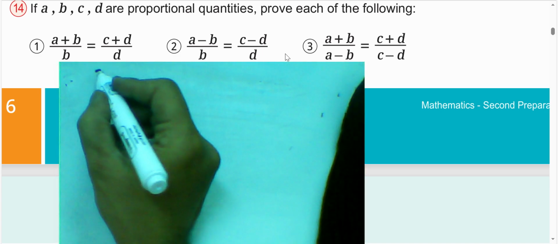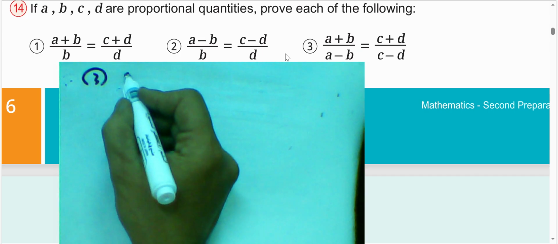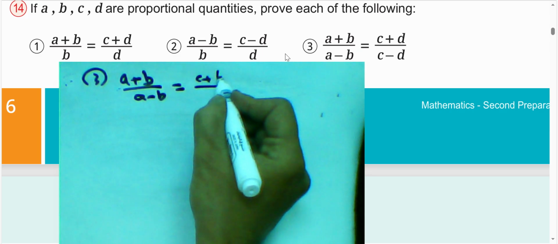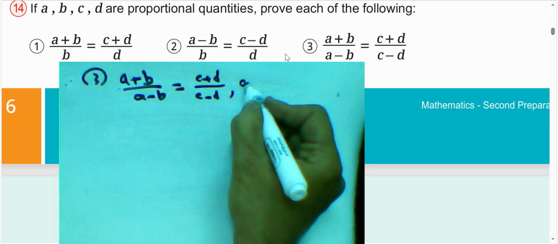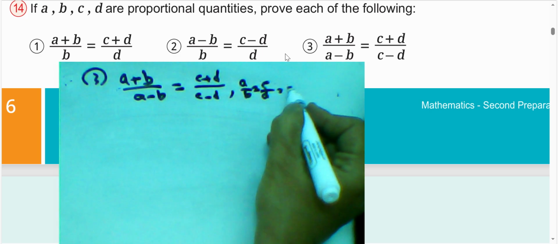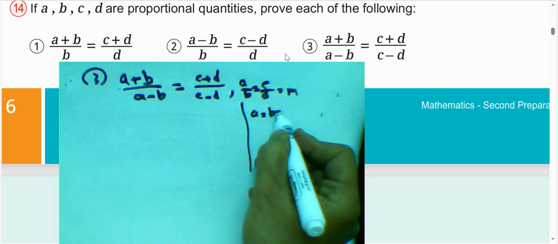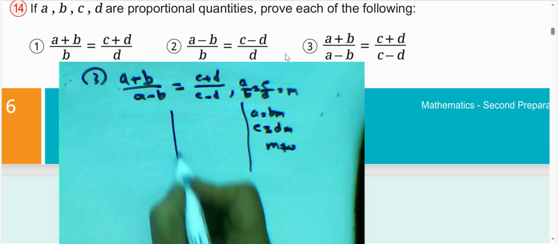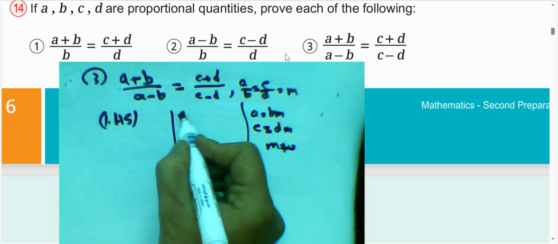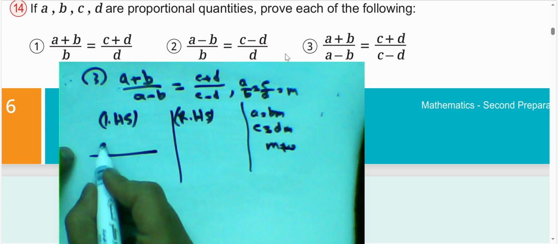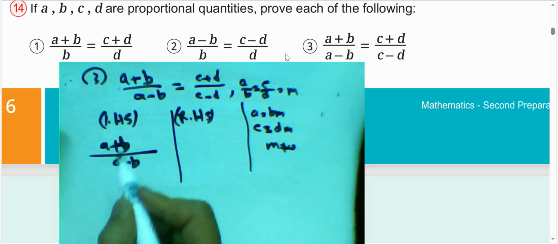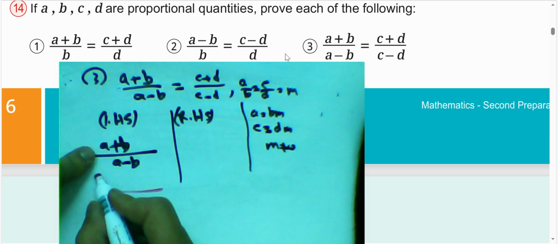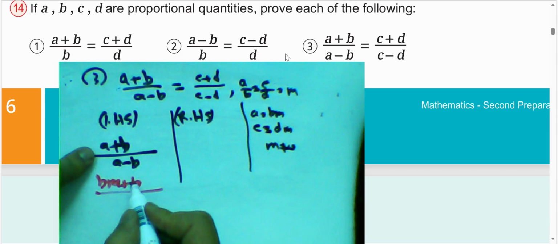Next question, number 3. We want to prove that (a plus b) over (a minus b) equals (c plus d) over (c minus d). We put a over b equals c over d equals a constant m. The value of a equals bm and the value of c equals dm, and m is not equal to 0. You can write here left hand side and right hand side. Left hand side we have (a plus b) over (a minus b), and then simplify. The value of a is bm.